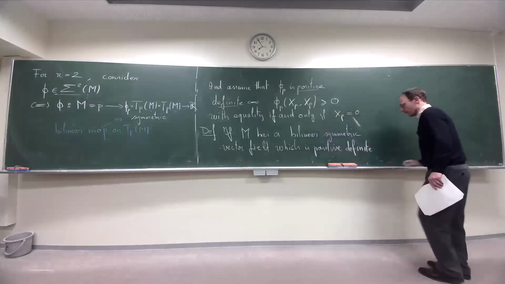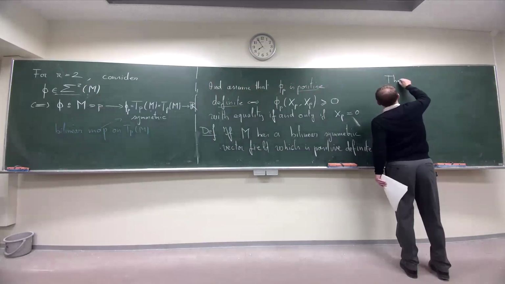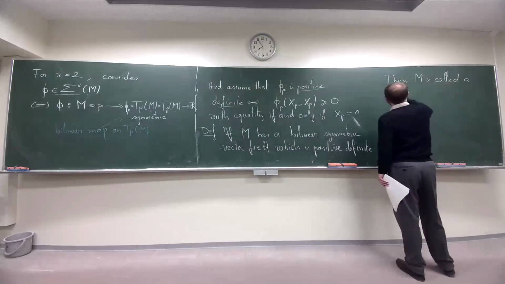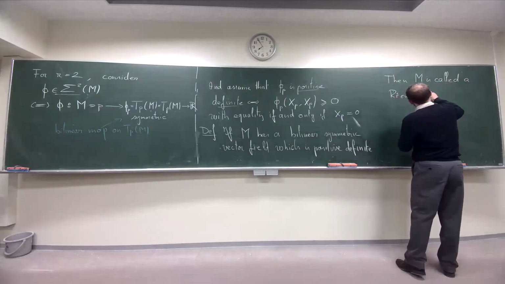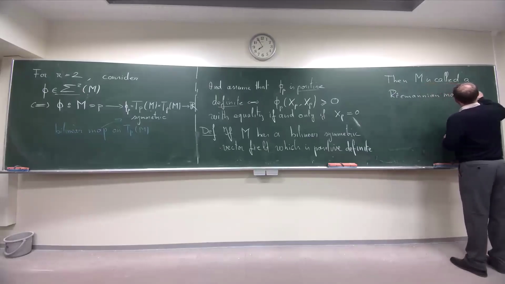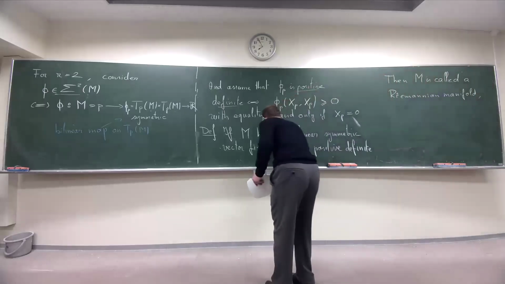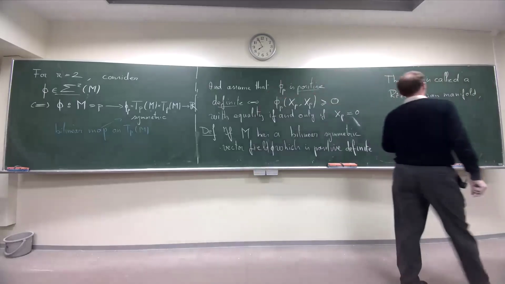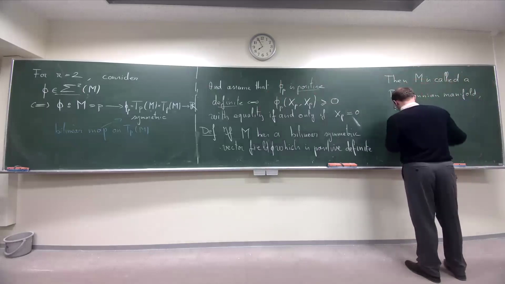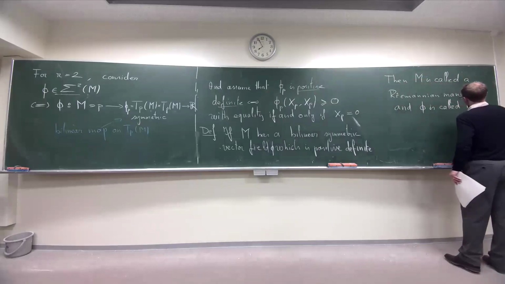That's the definition. Then M is called a Riemannian manifold. And this bilinear vector field, I will give a name, phi, which is positive definite, and phi is called the Riemannian metric.